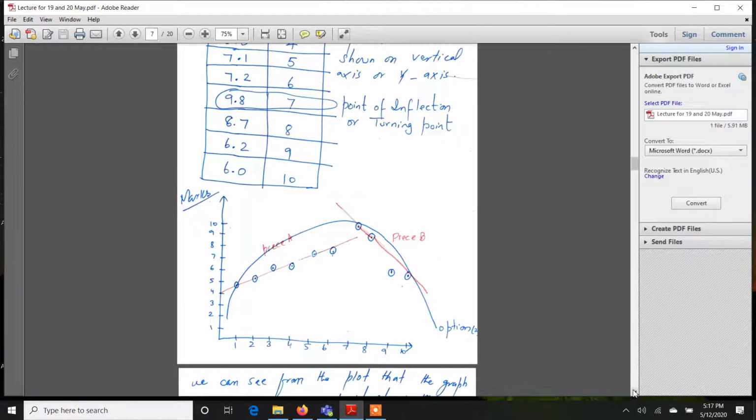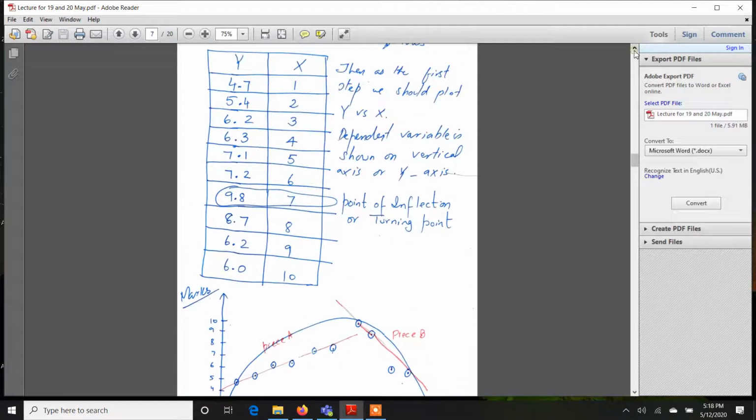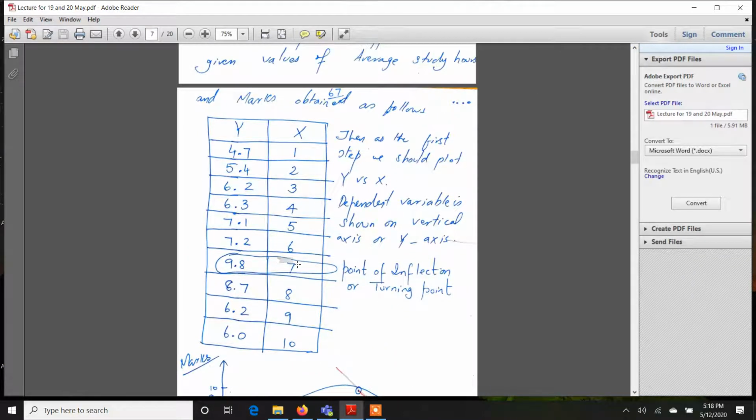For this type of data, if you have to run regression, you should divide the data into two parts. If you see this table, after this value 7, the relationship changes. Before 7, if x increases, y increases. But after 7, if x increases, y decreases, right? So in a practical scenario, to handle this type of regression, maybe you can run two different regressions.